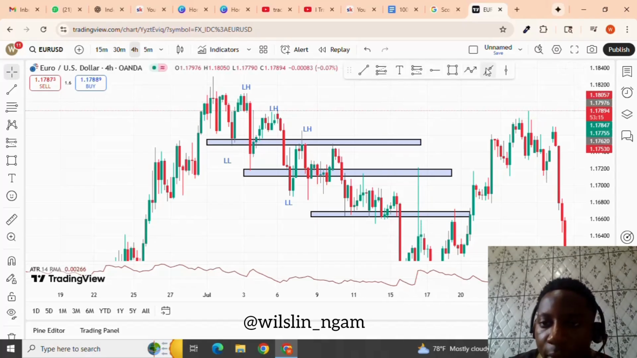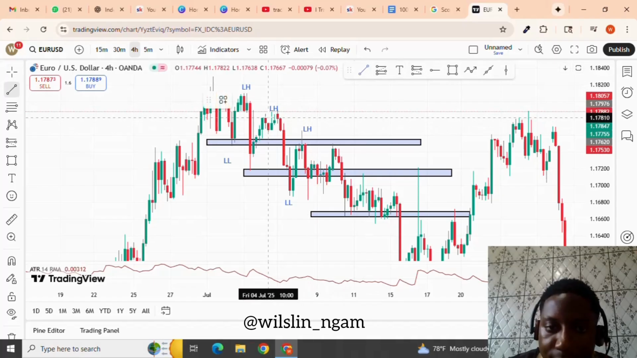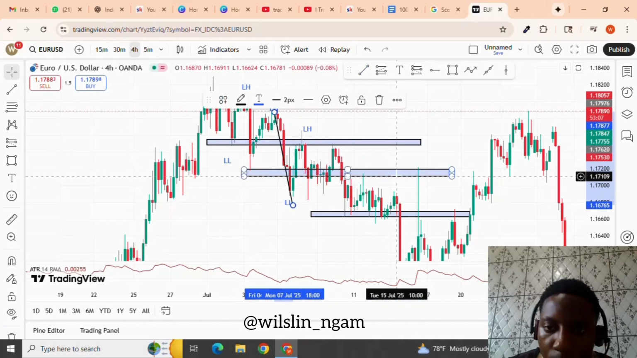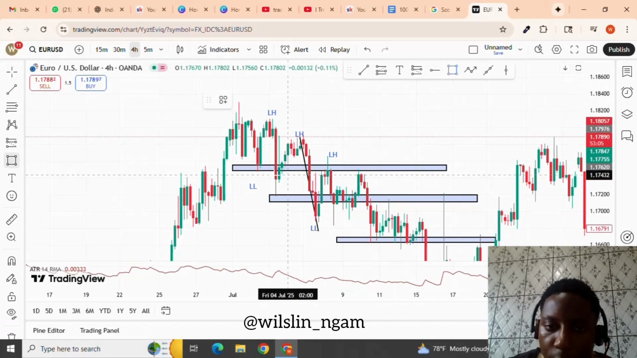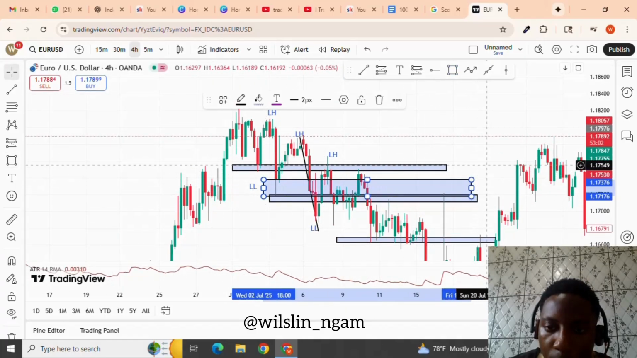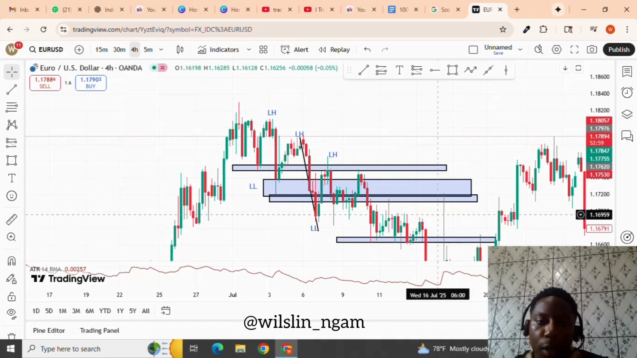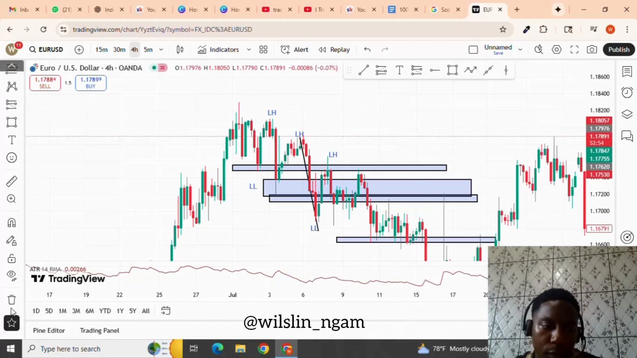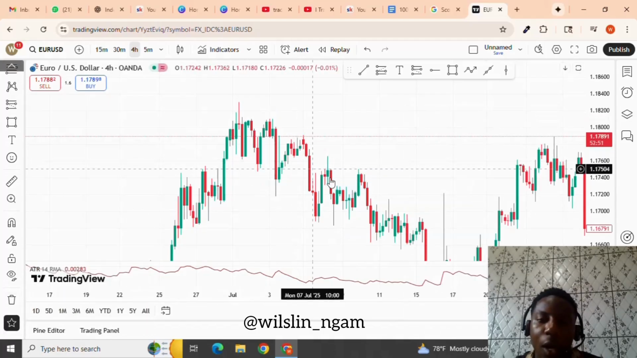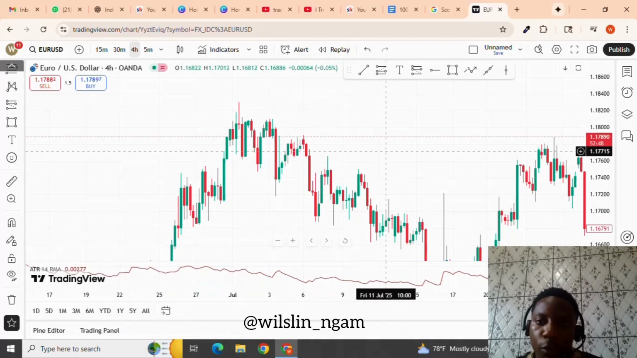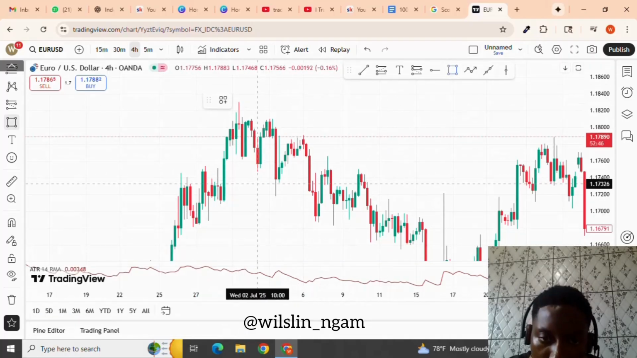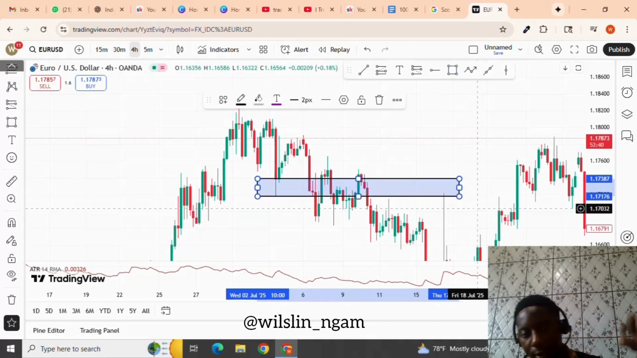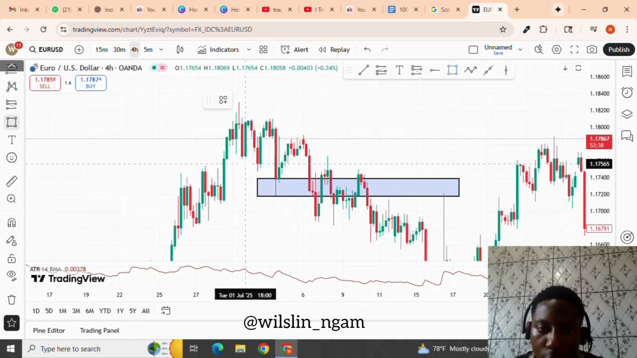So as you can see right here, this move led to the break of this structure, the break of this structure. I will advise you guys to draw your structure from the candle wicks to the next. Like you draw the wicks. That's how I advise you guys to draw your structure.